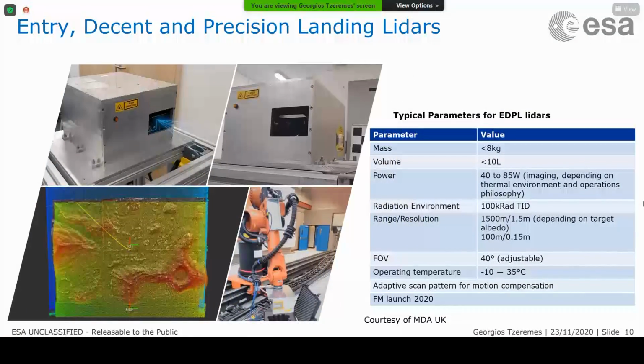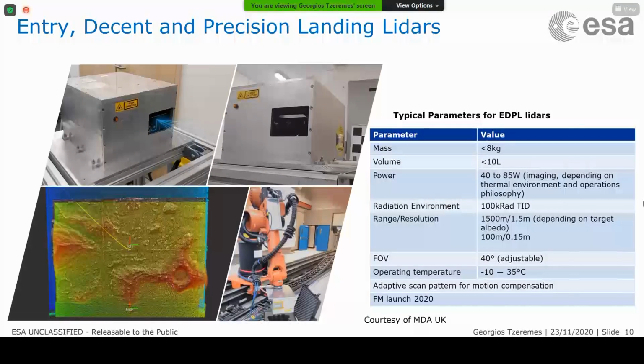And now I move to a little bit more compact designs of LIDARs. Up to now, we were talking about 200, 300, 400 kilo instruments, which would occupy a big mission. But now we're moving to much smaller size. This is the first category. It's for entry, descent, precision landing LIDARs. These are targeting missions to the moon, to Mars, or asteroid landing. And then on the left, you see the PILOT developed by MDA UK.